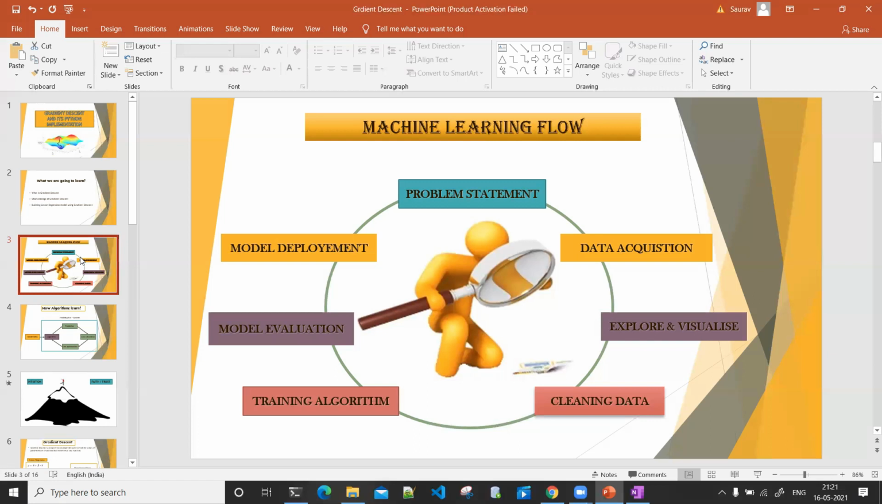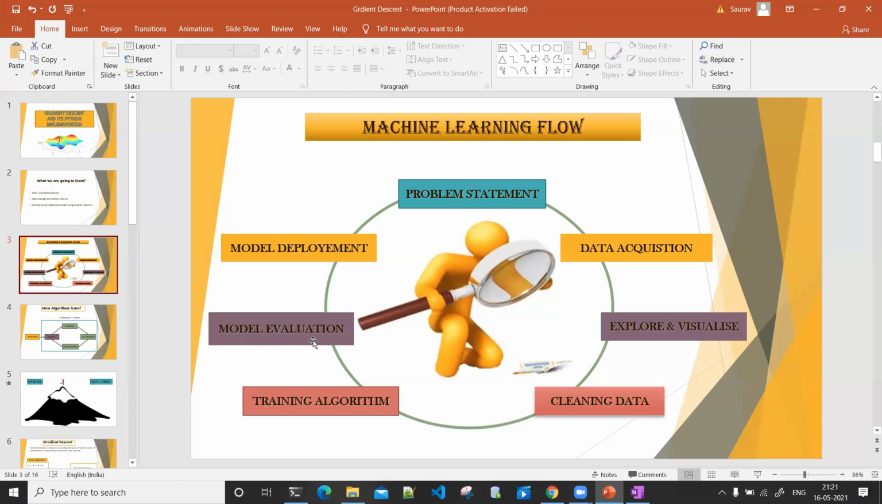We feed the training algorithm, in this case linear regression or any kind of algorithm. It learns from the data, and it tries to predict from the data. Once we have this training algorithm, we do the model evaluation. How do we do that? We talked about the train and test split method. We train the model on the training data, and we evaluate the model on test data.